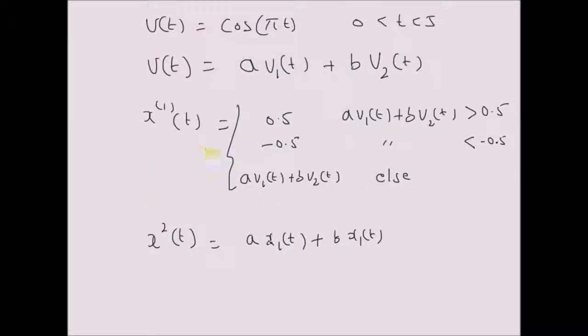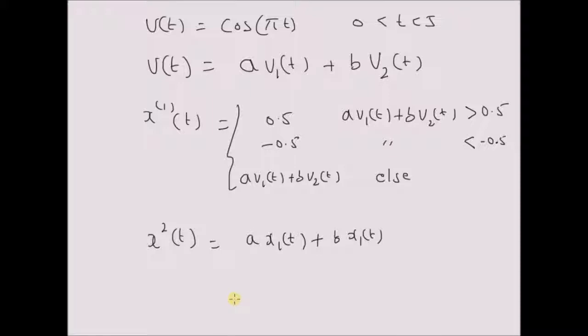So clearly we can intuitively see that x1 of t is not going to be equal to x2 of t, because the values for which this sum is greater than 0.5 will be different from the values for which the individual outputs are 0.5. For the same values there is no guarantee that this sum is going to be equal to 0.5. So that is one intuitive way to decide whether x1 of t is equal to x2 of t.